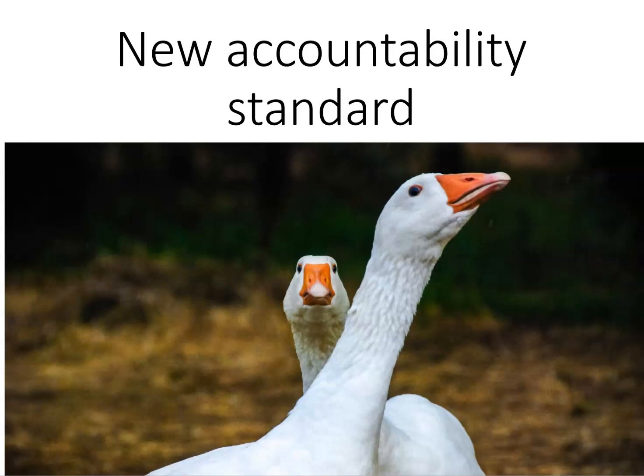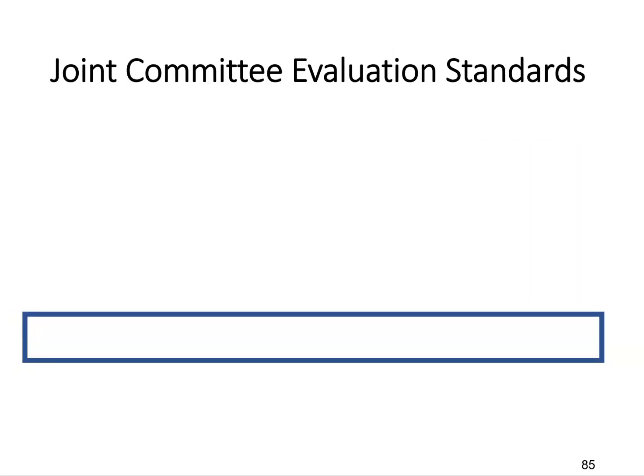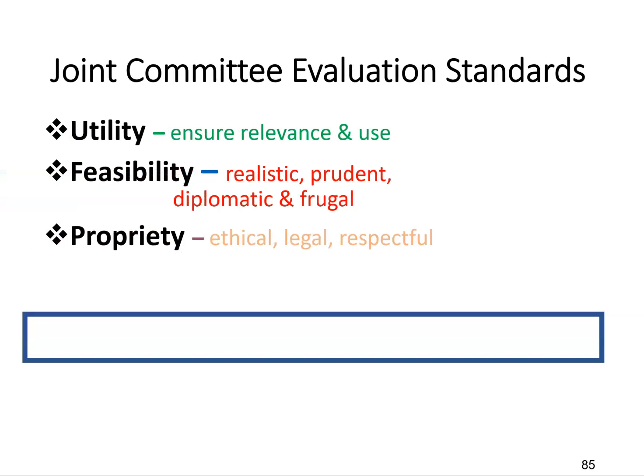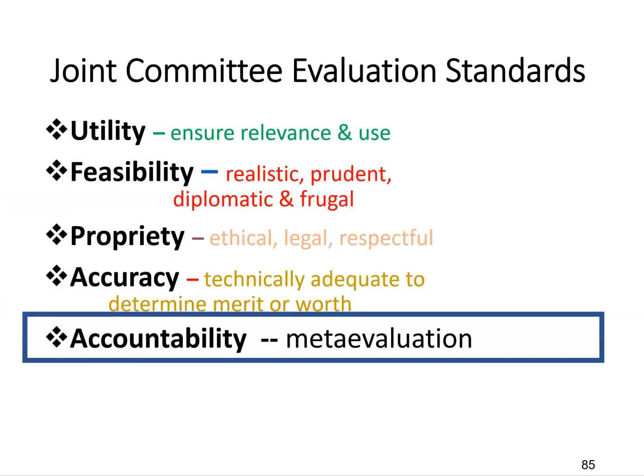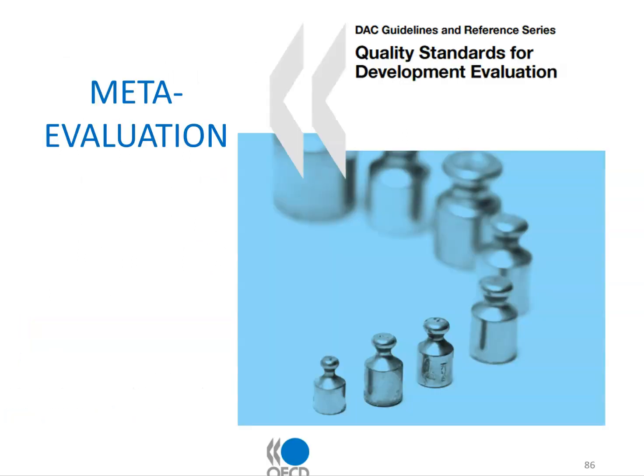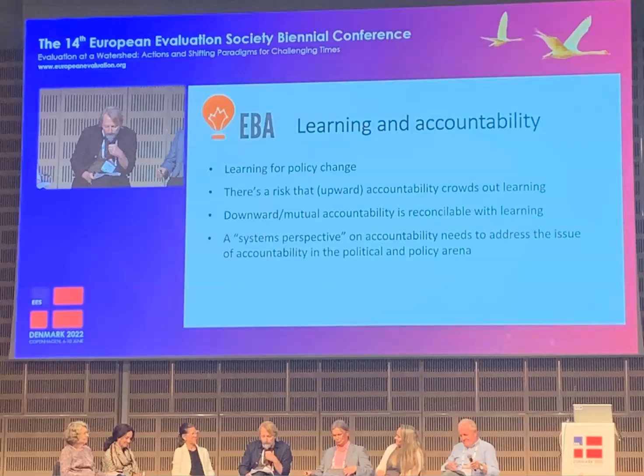And then we have, for evaluation itself, in the last revision of the standards for evaluation, a new accountability standard. In a sense, what is good for the goose is good for the gander. What is good for programs and being accountable has become good for evaluation in being accountable. And so in the new Joint Committee standards around utility, feasibility, propriety, and accuracy, there is now an accountability standard for conducting meta-evaluations. Meta-evaluations are evaluations of evaluation for accountability.